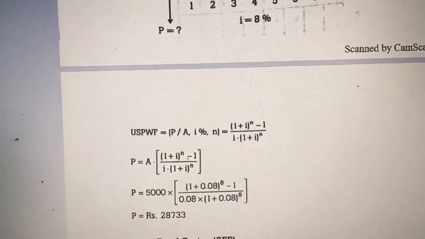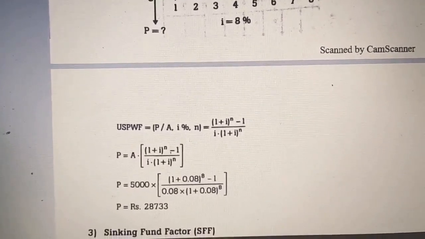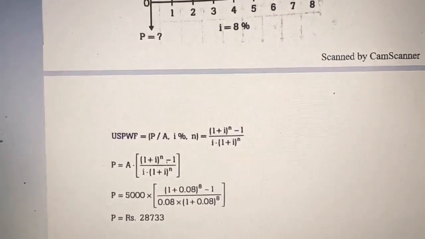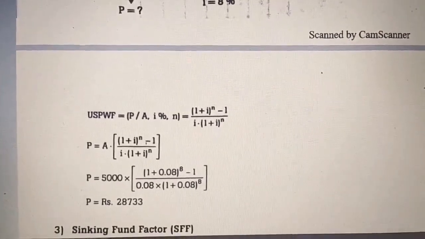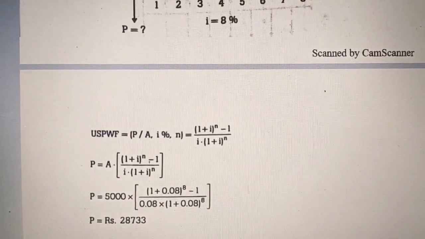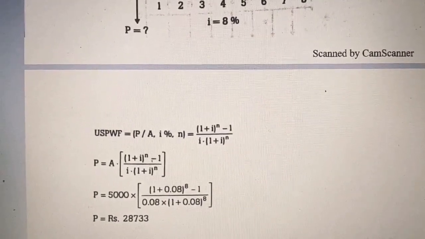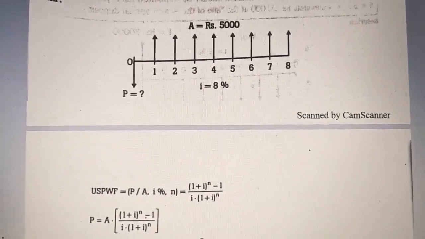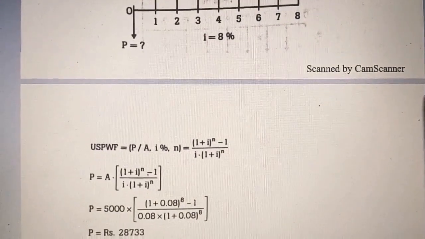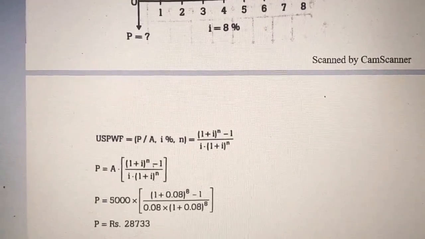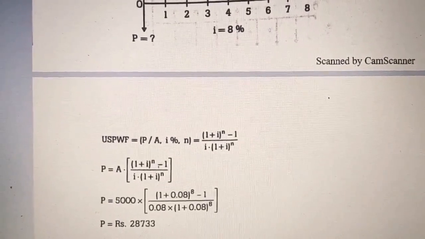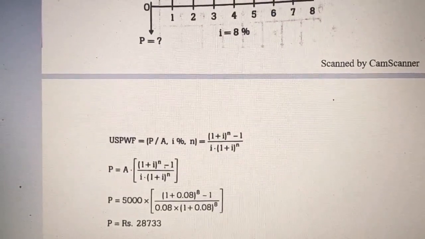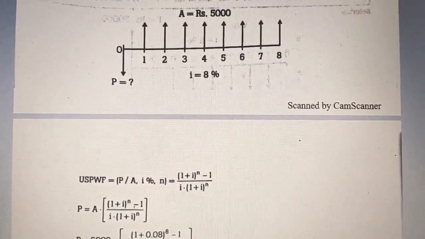Now after substituting all these given numbers in this standard formula, the number we get is 28,733 rupees. After calculating this number, we must understand the practical meaning of this number. So what is the practical meaning? If that person wants to withdraw 5,000 rupees per year continuously for 8 years, then that person has to invest 28,733 rupees in the current year itself with the rate of interest as 8%.